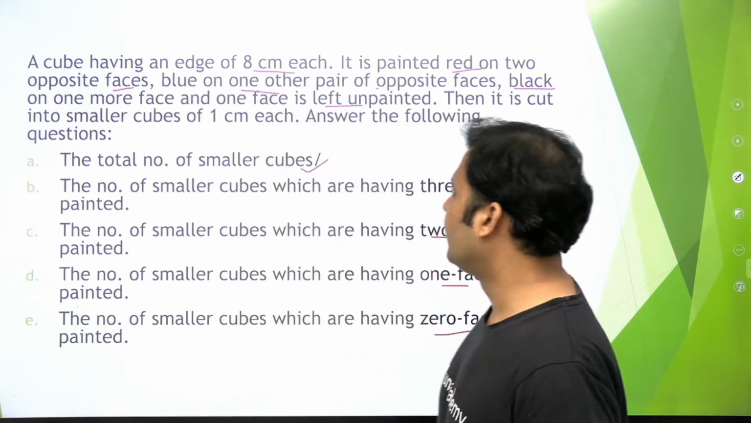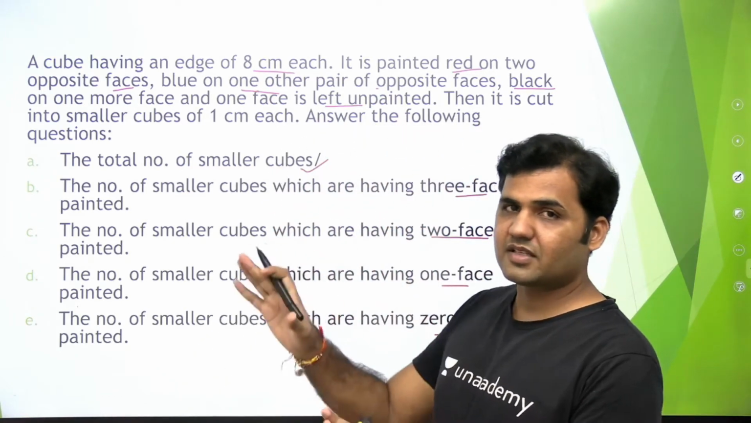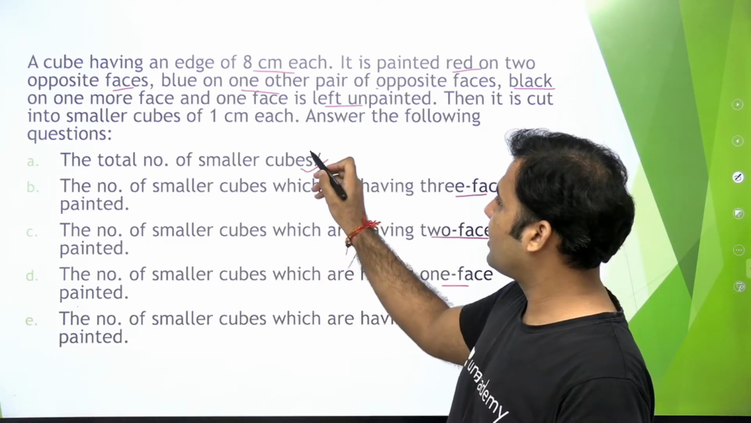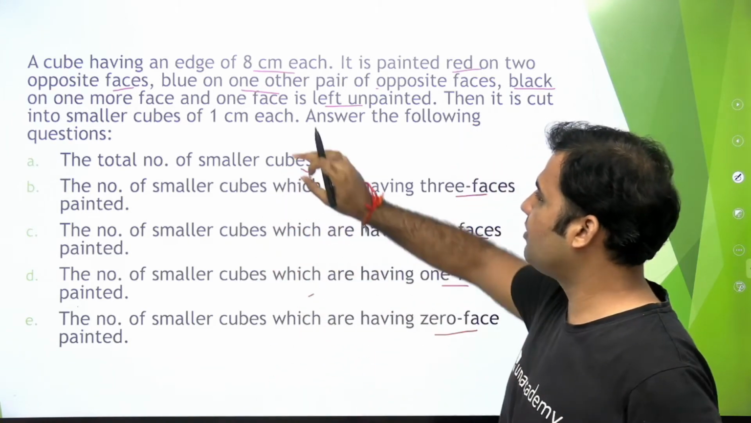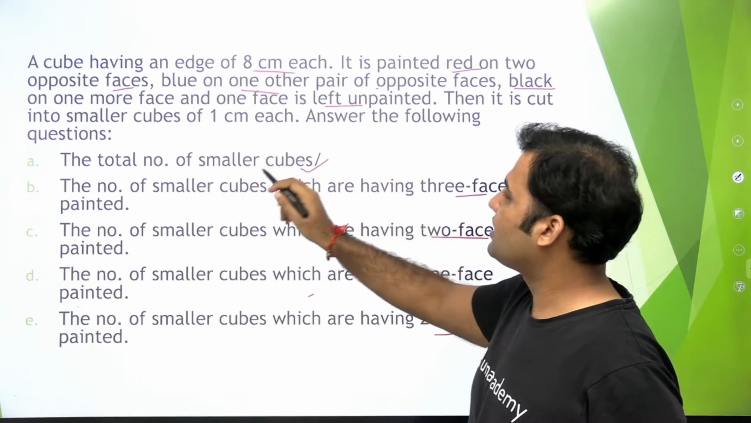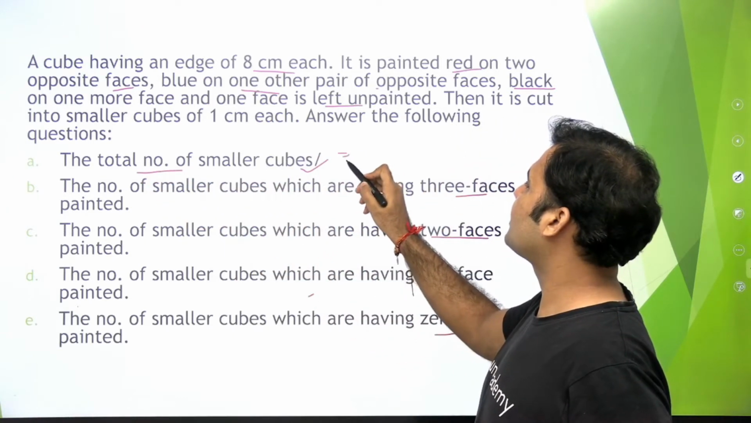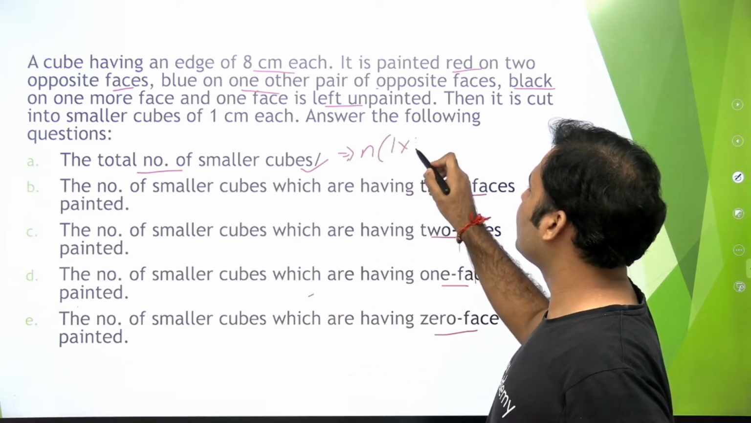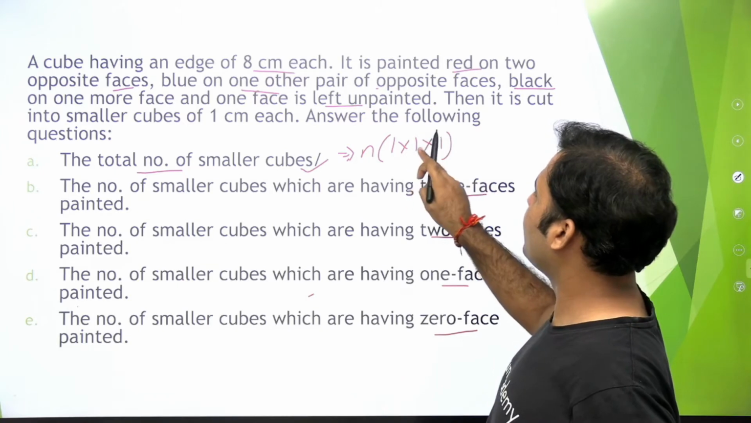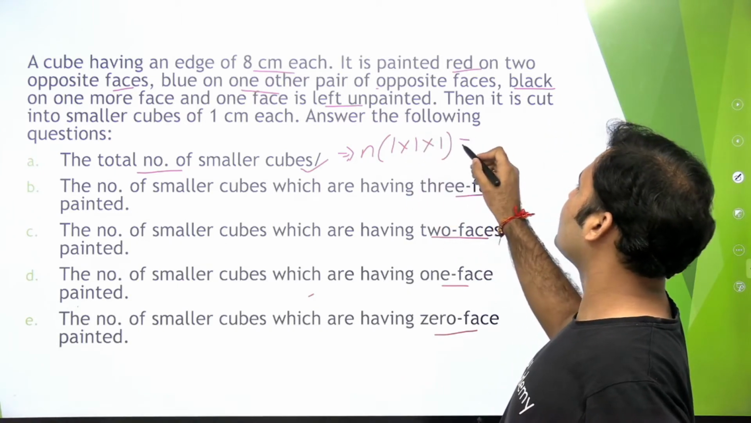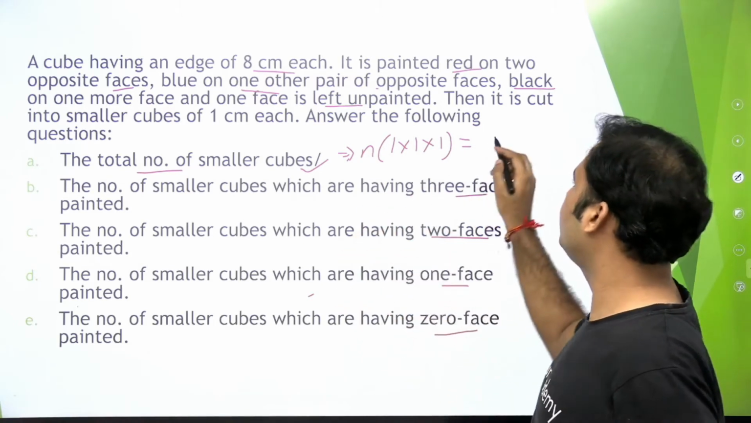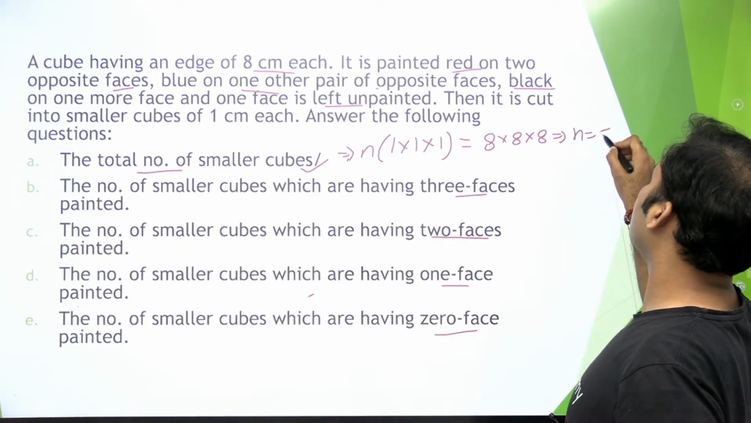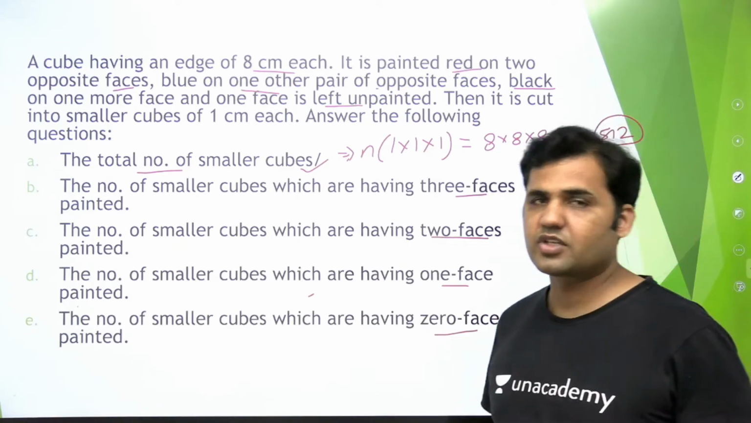So let's start. The basic concept will remain same as the one that we have covered in the previous session. So let's first look at the first question, the total number of smaller cubes. There will be no change in the answer of this question, because when it comes to the total number of smaller cubes, let's say n is the total number of smaller cubes that you're having, and the volume of one cube with the side of 1 centimeter would be 1 into 1 into 1, and this will be equal to the total volume of the large cube, which is 8 into 8 into 8. So there is no change in the answer of the first question. The answer n will be equal to 512 as it is. Answer to the first question will be 512.